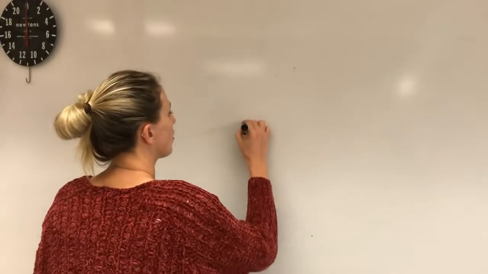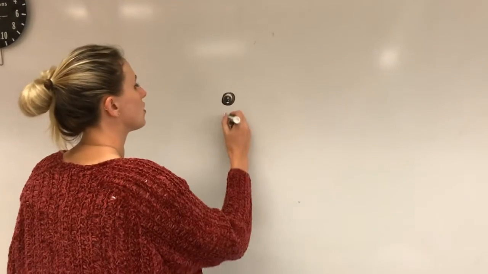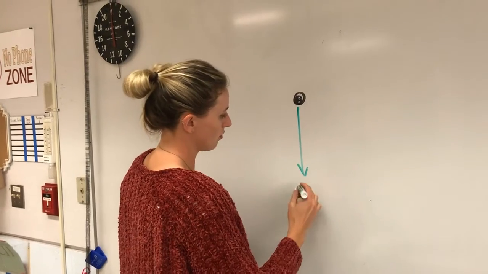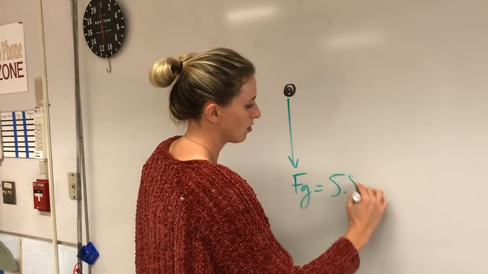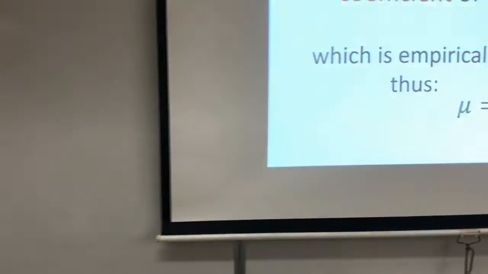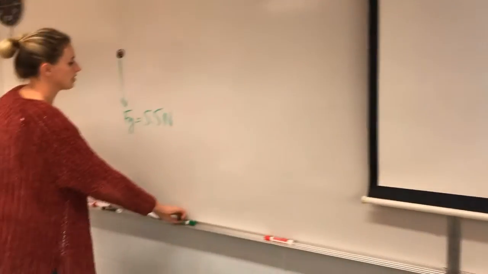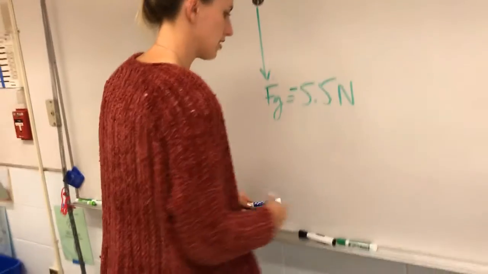So, free body diagram. We just measured the force of gravity, and it was 5.5 newtons for the block, right? Yep. And what does that mean for my normal force? Oh wait, this is going to be negative, right? It's down. Negative. Negative meaning direction.